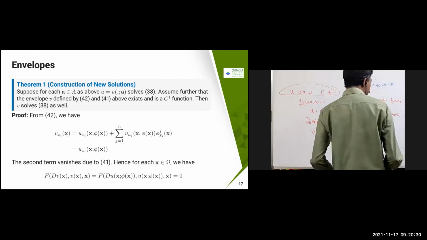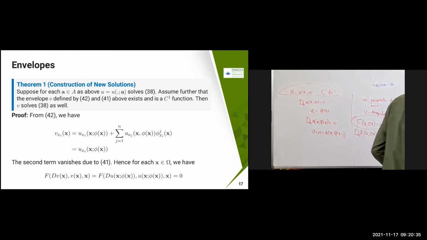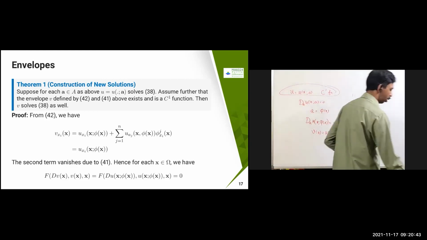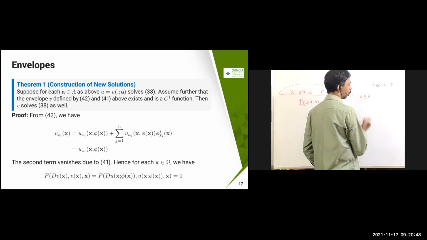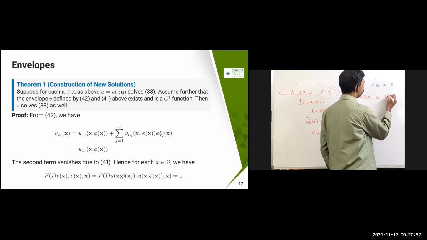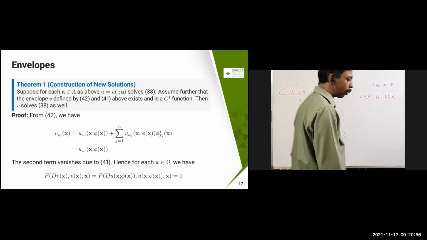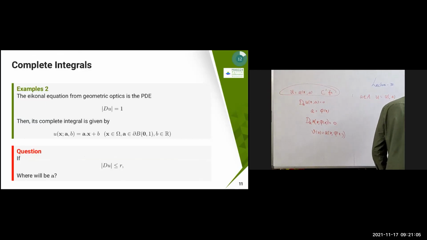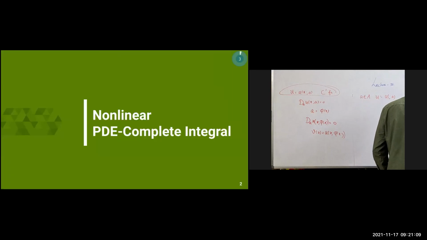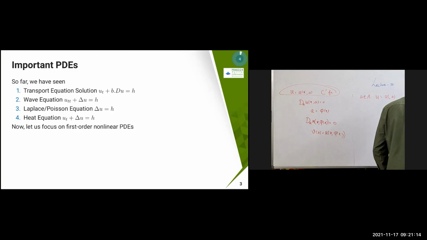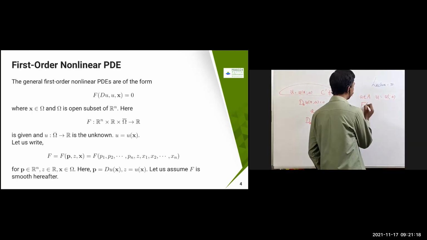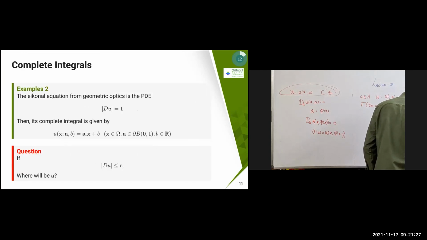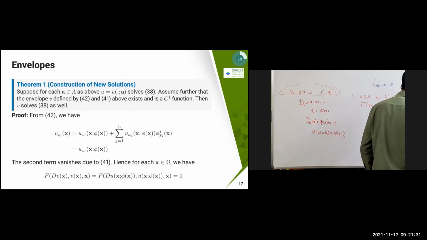Suppose for each a in A, let us have u equal to u(a), some parameter, and it is going to solve the differential equation, this PDE, the general first order nonlinear PDE f(Du, u, x) equal to 0. This is going to be solved for each a.